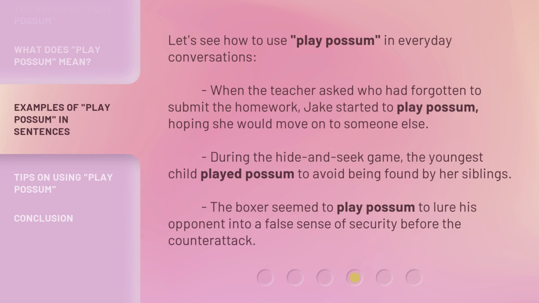Let's see how to use play possum in everyday conversations. When the teacher asked who had forgotten to submit the homework, Jake started to play possum, hoping she would move on to someone else. During the hide-and-seek game, the youngest child played possum to avoid being found by her siblings. The boxer seemed to play possum to lure his opponent into a false sense of security before the counterattack.